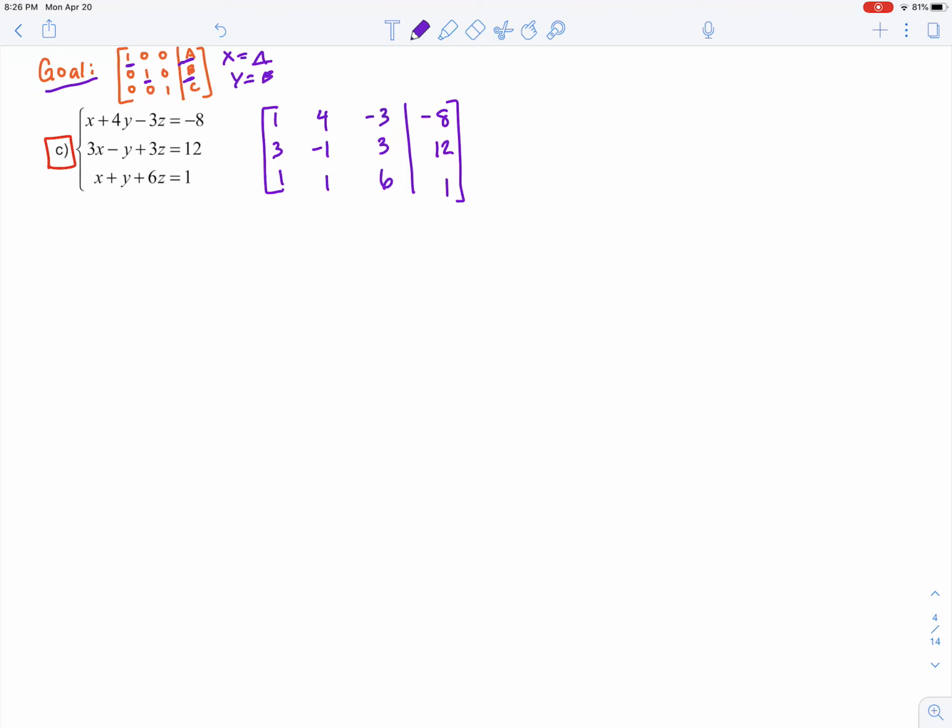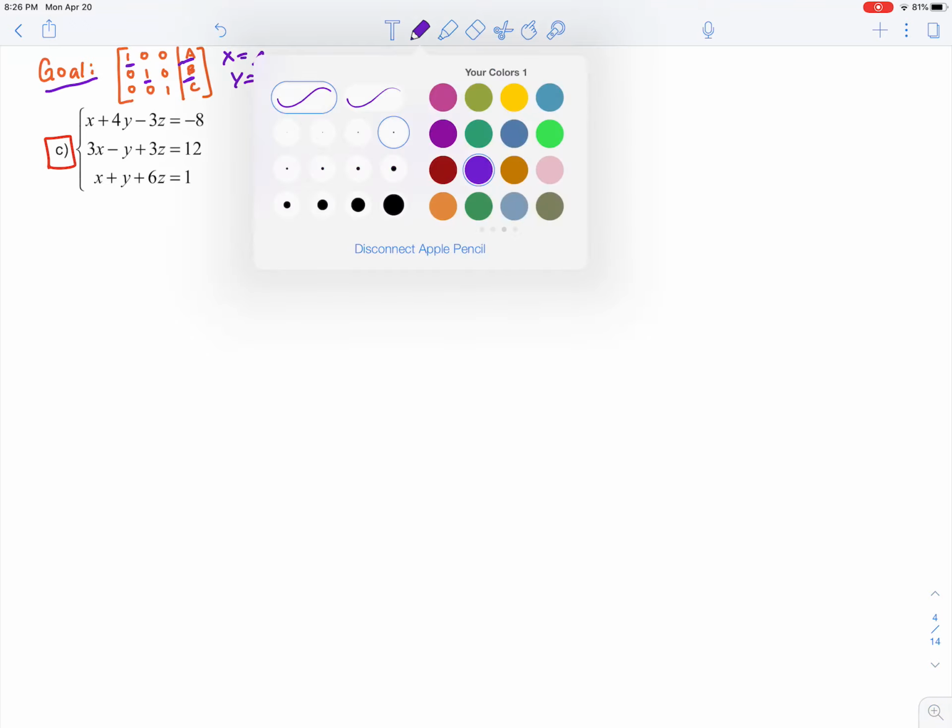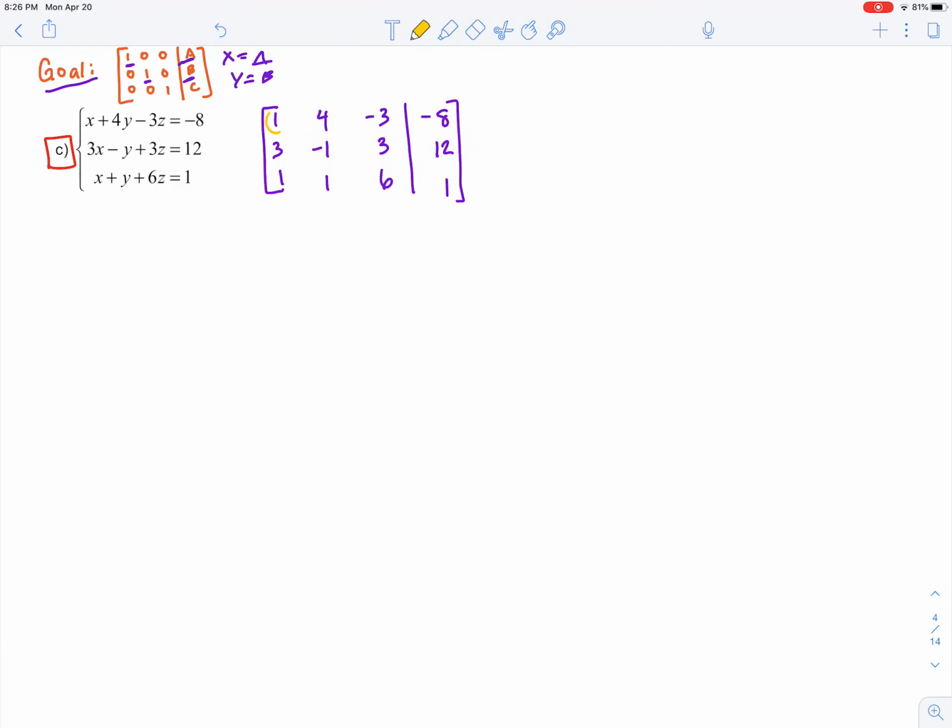So the row operations that we're allowed to do is we're allowed to interchange rows, we're allowed to multiply rows by a constant, and we're allowed to add rows together. And for this setup here, we're kind of fortunate that we already have a 1 right here. So what I'm going to do is use that 1 to take out this 3 and this 1 and make those into zeros.